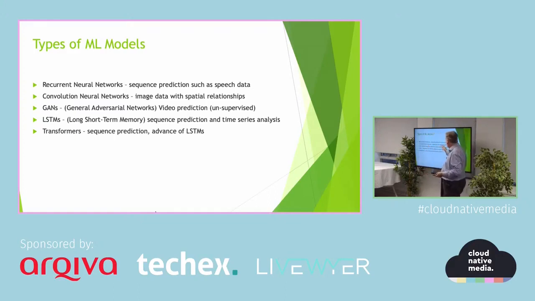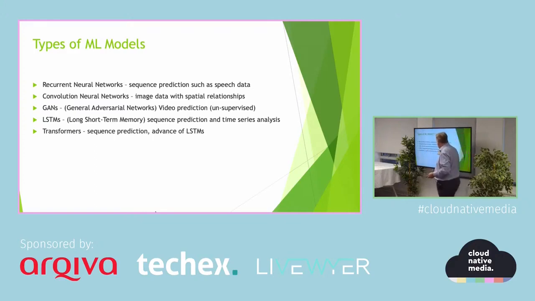Recurrent neural networks, used in sequence prediction and speech data. CNNs, convolutional neural networks, which are used a lot in video. If you know anybody who's doing ML in video, they'll be using CNNs, and GANs, generative adversarial networks, for video prediction and unsupervised stuff. This is really quite sexy.